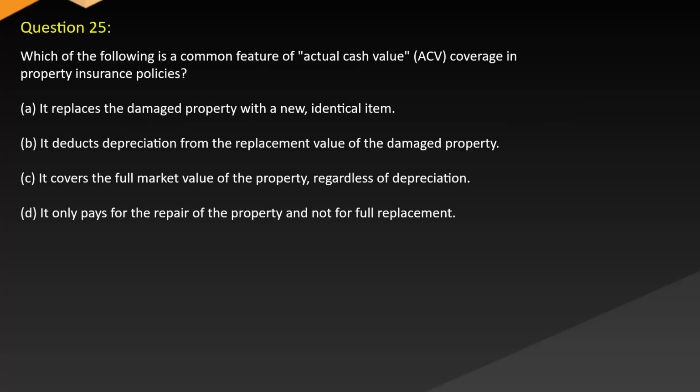Question 25. Which of the following is a common feature of an actual cash value coverage in property insurance policies? A. It replaces the damaged property with a new identical item. B. It deducts depreciation from the replacement value of the damaged property. C. It covers the full market value of the property, regardless of depreciation. D. It only pays for the repair of the property and not for full replacement.